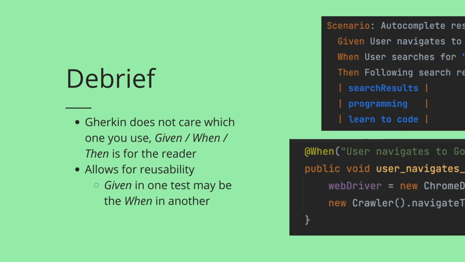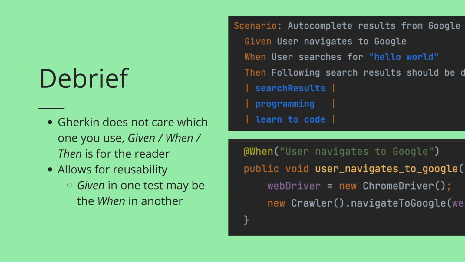One thing we did not cover is that Gherkin does not care which one you use, given, when, or then. So for example, in the top right, you see it says given, user navigates to Google. But I changed the code to say when user navigates to Google. This will run just fine. Cucumber doesn't care. The reason for this is it allows for reusability. The given in one test may be the when statement in another test.